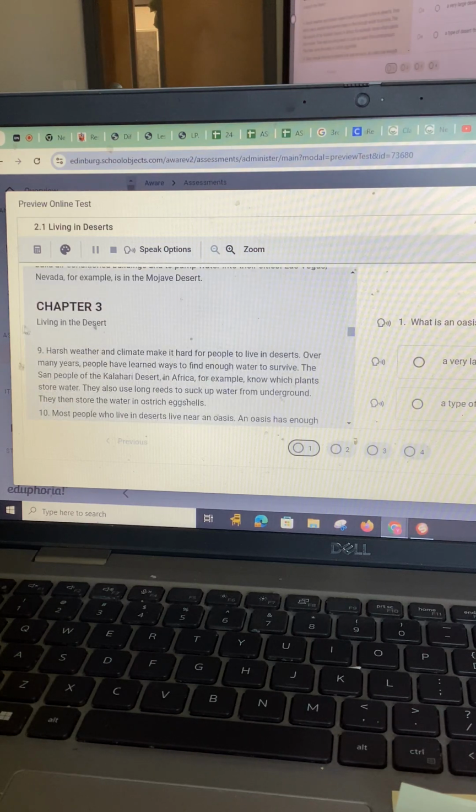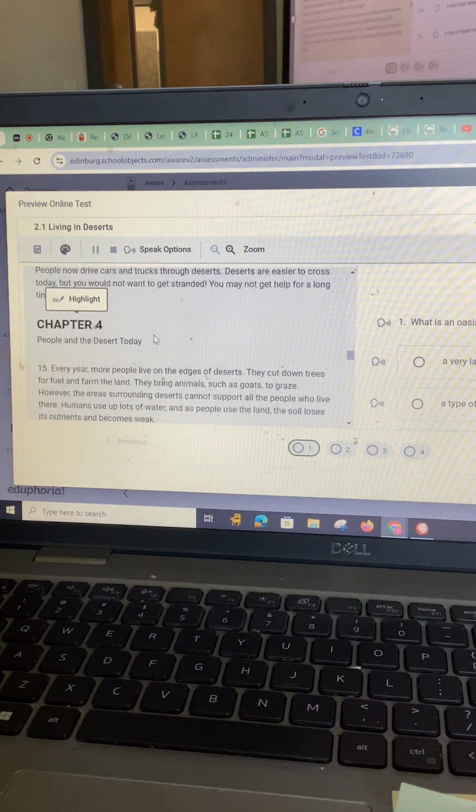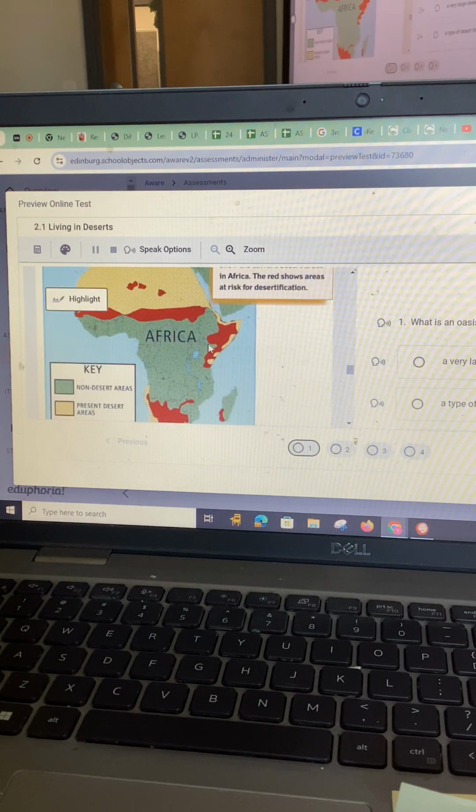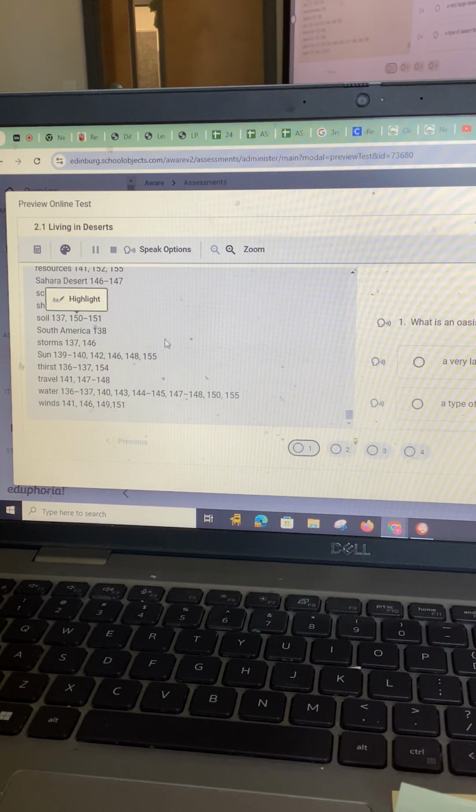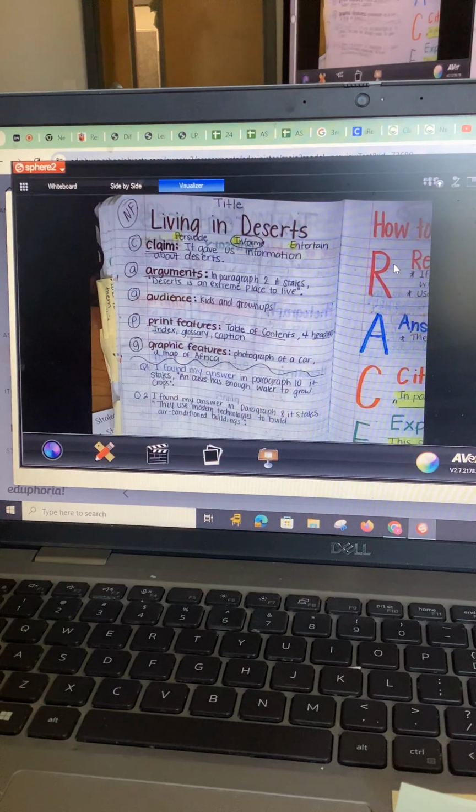Living in the desert, that means it's livable. So they do survive over there. So just by looking at it, I haven't even read it and I already know what it's going to be about. So that's what I tell them.